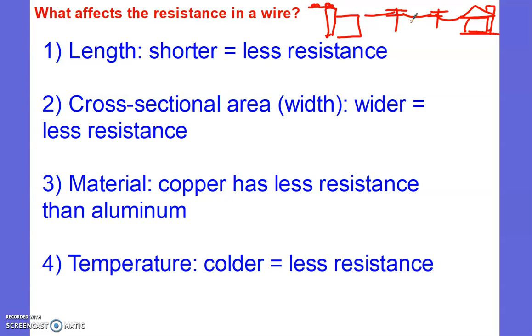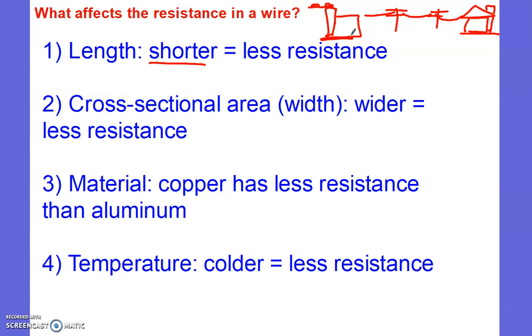So what are some of the things we can do to lessen the resistance and therefore lessen the amount of electricity lost or energy lost in the wires as we send them to your house? Well, one way we could do this is to shorten the length of the wire. So one thing that affects the resistance of a wire is the length. The shorter it is, the less resistance. So we don't want to send this electricity over long distances. We want our power plants to be as close to our businesses and our houses as possible.